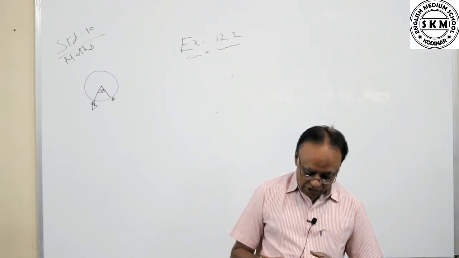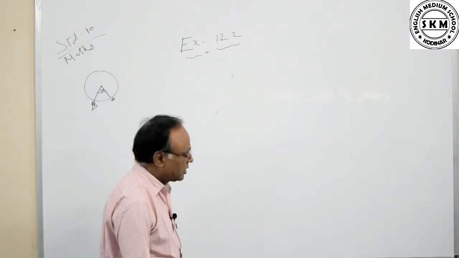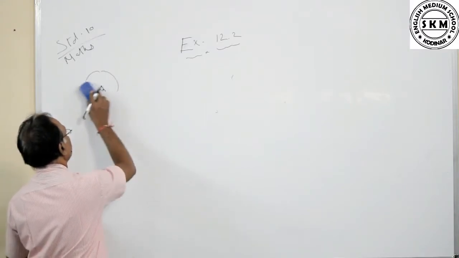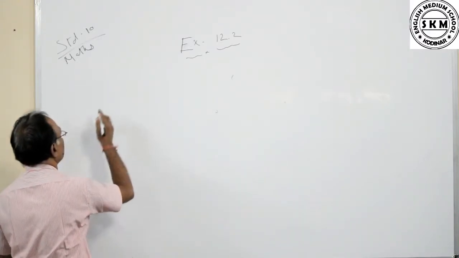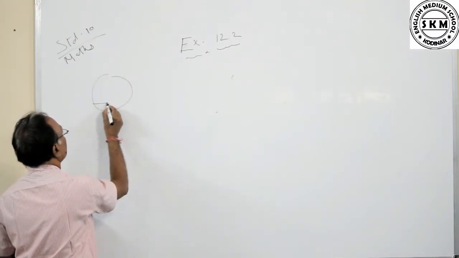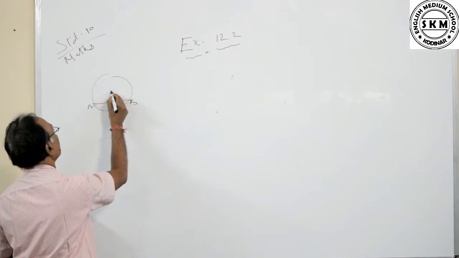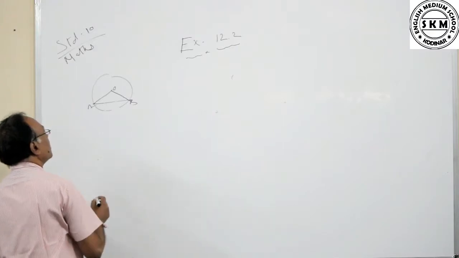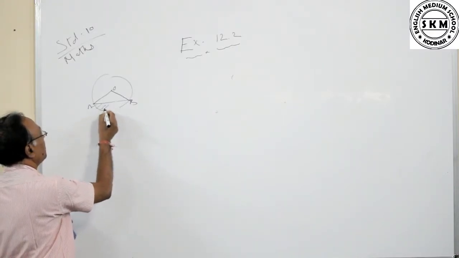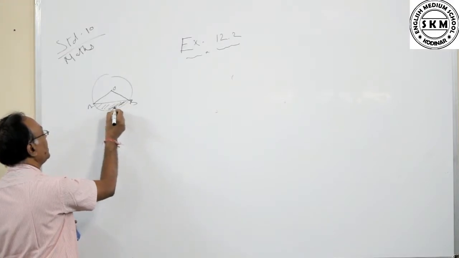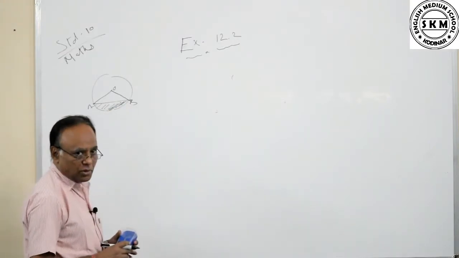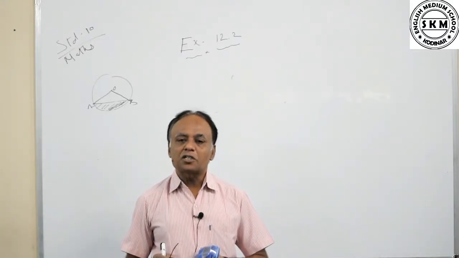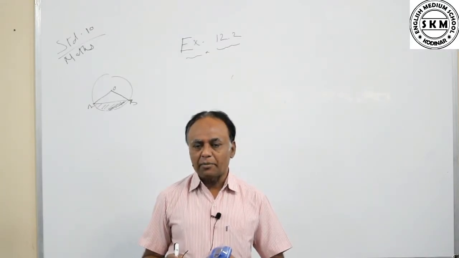A chord of a circle of radius 10 centimeters. Now here, suppose AB is a chord, O is the center, and there are OA and OB. We want to find out the segment. I also discussed the definition of the segment: it is the union of the chord and the corresponding arc. It is called the segment.